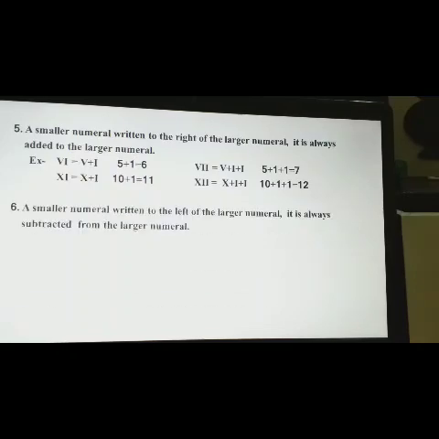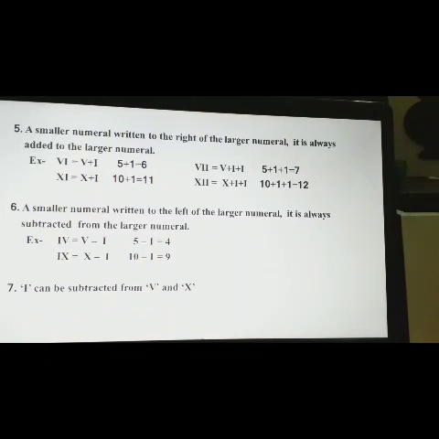Now rule number 6: a smaller numeral written to the left of the larger numeral is always subtracted from the larger numeral. For example, IV. I is the smaller numeral and V is the larger numeral. So we have to subtract I from V. That means V minus I is equal to 5 minus 1, that is 4. And IX is equal to X minus I, that is 10 minus 1 is equal to 9.